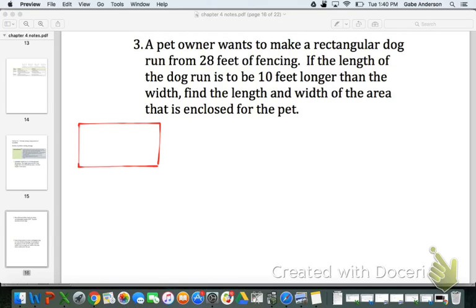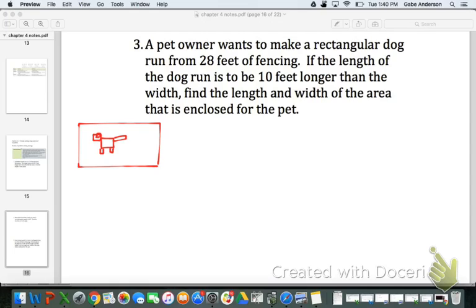for the dog. And since you all wanted a rectangular dog, there you go. Rectangular dog in the rectangular dog run.